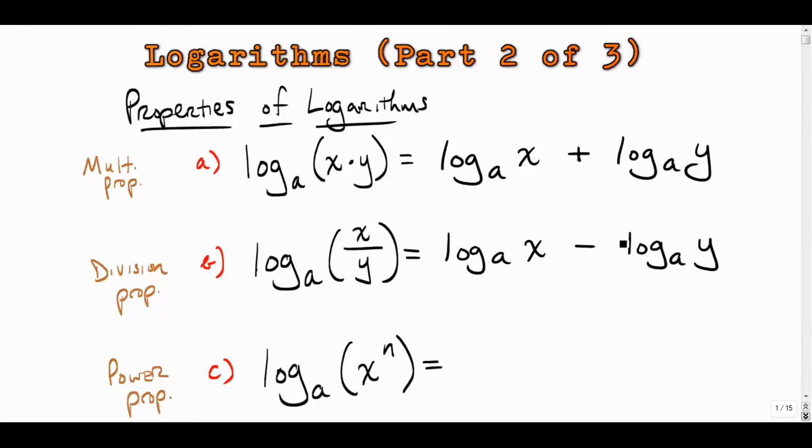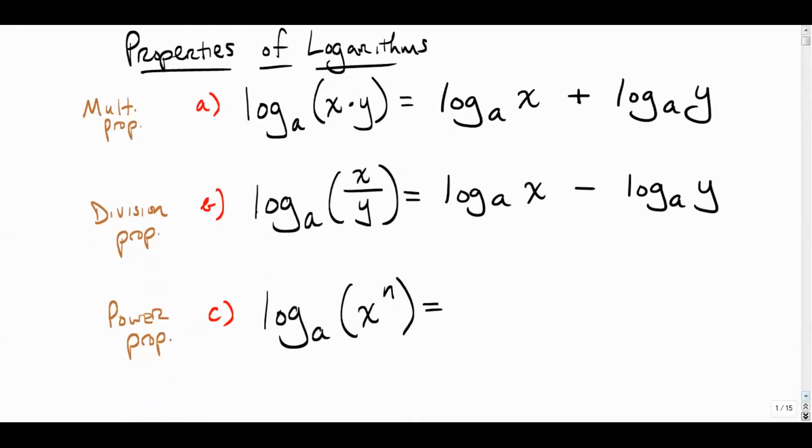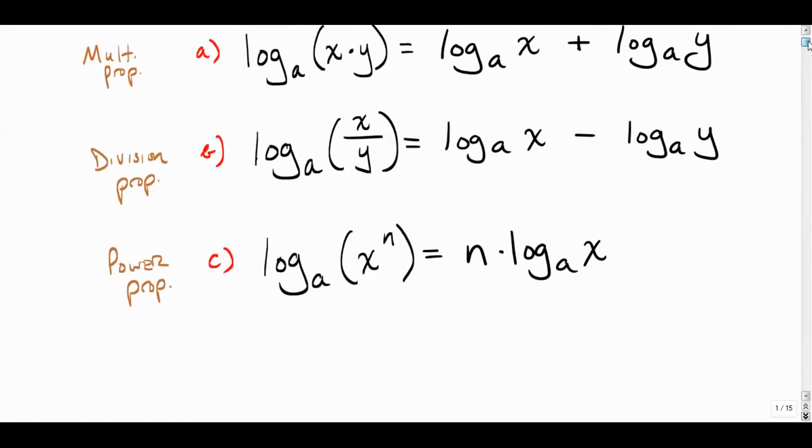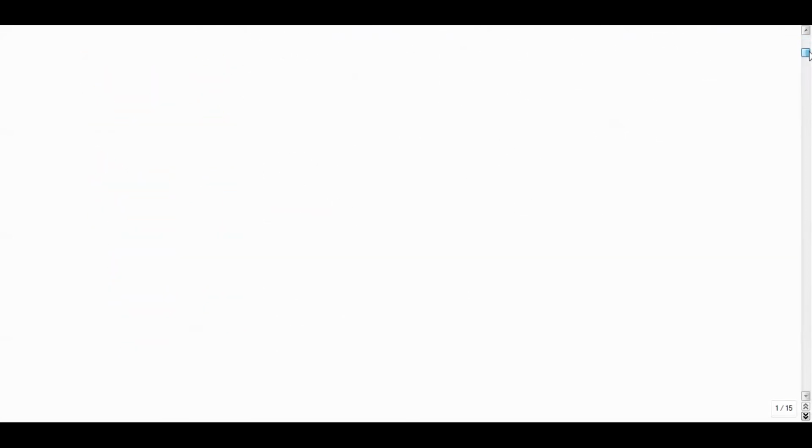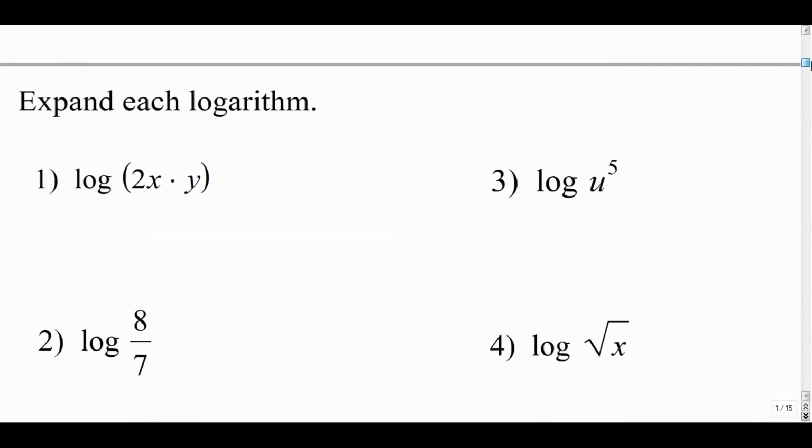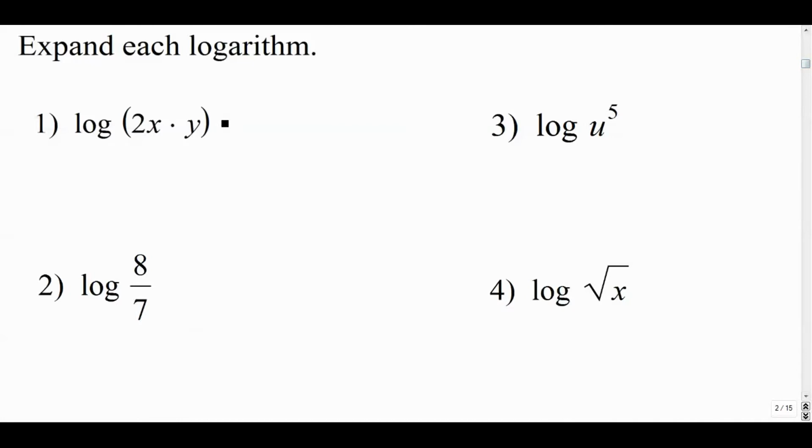And here we have the exponential property, the power property, where all I need to do is take this exponent and bring it down in front. So that n comes down in front of log base a of x. So they get multiplied together. Those three properties we're going to use for our expansion and our condensing problems here in a second. Let's start with number 1. Actually, let's do 1 through 4 as a group. So in this group, we're going to expand the logs.